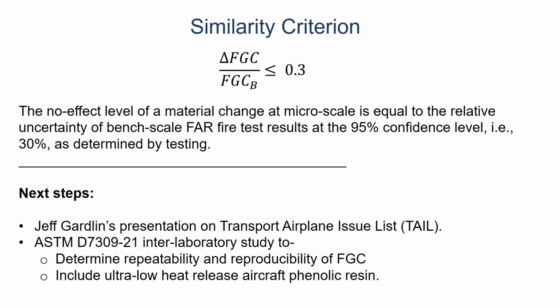So we looked at the statistics of all the FAA regulatory tests out there and found that at the 95% confidence level, values for a given material are plus or minus 30%. So we applied that 30% to the fire growth capacity, where if the difference of a certified construction material and a candidate material divided by the certified material is less than or equal to 30%, then they're considered to be similar, and this small change would not be detected in some of the other regulatory tests for certification.